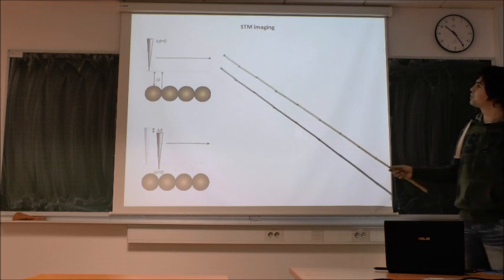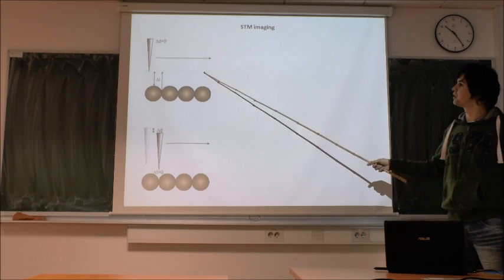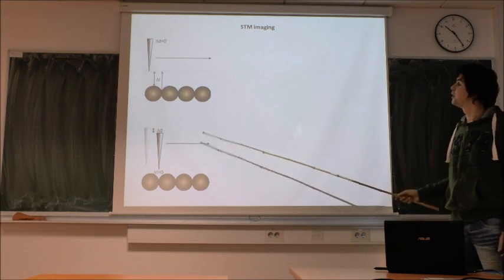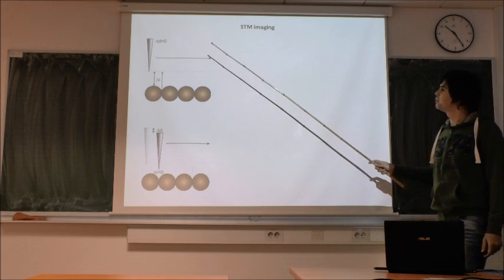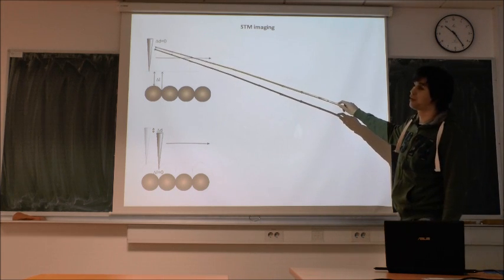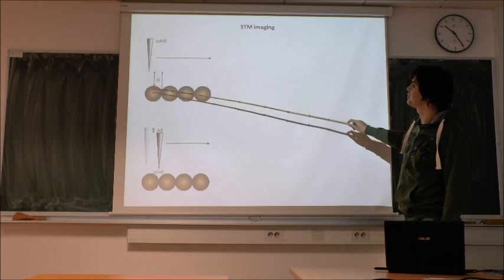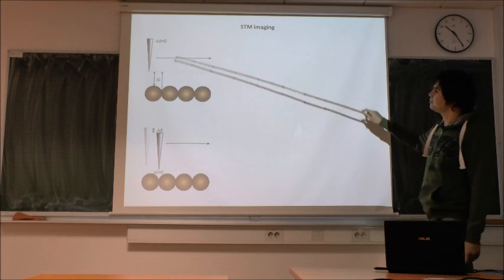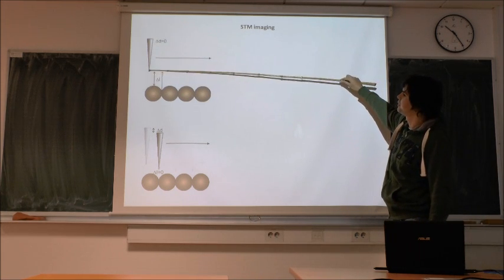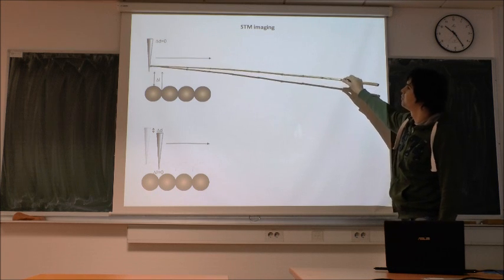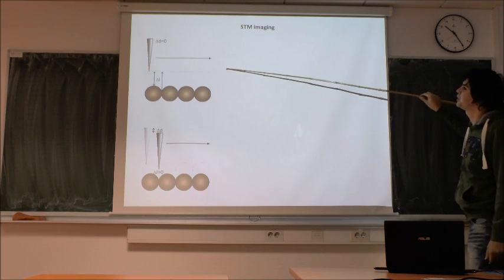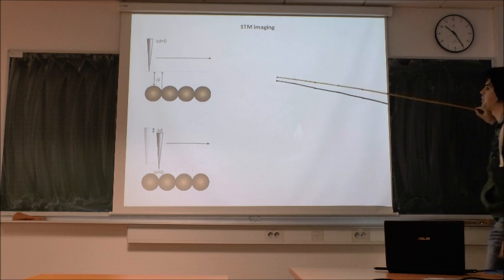Basically, we have two modes of STM imaging. This is constant height mode, this is constant current mode. In both modes, we set the bias voltage and keep constant the voltage difference between the tip and the sample. In this case, the distance is kept constant, and we move the tip line by line over the sample surface.